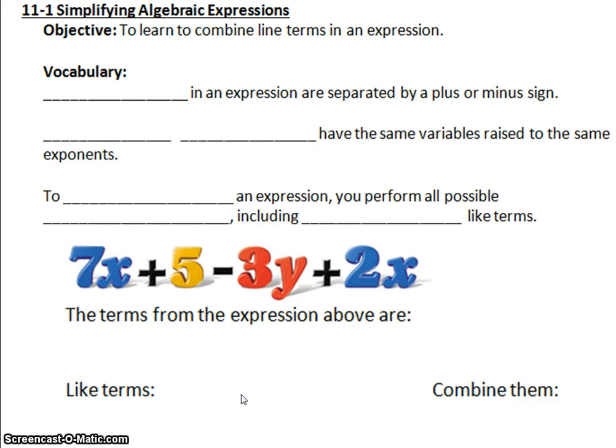Chapter 11, Section 1, Simplifying Algebraic Expressions. The objective of this lesson is to learn to combine like terms in an expression. Terms in an expression are separated by a plus or minus sign.